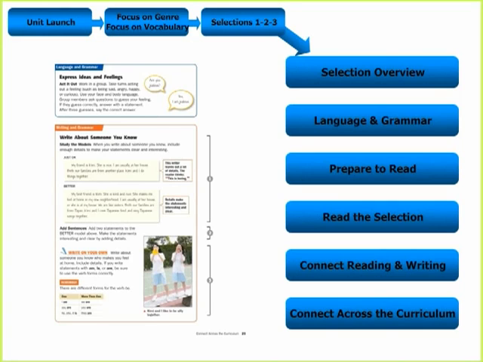The Connect Across the Curriculum lessons provide additional opportunities to address and develop skills critical to student success across the curriculum. The sections vary from selection to selection, but the last 2 sections will always be language and grammar and writing and grammar. Remember, this is the final step of the language and grammar routine.